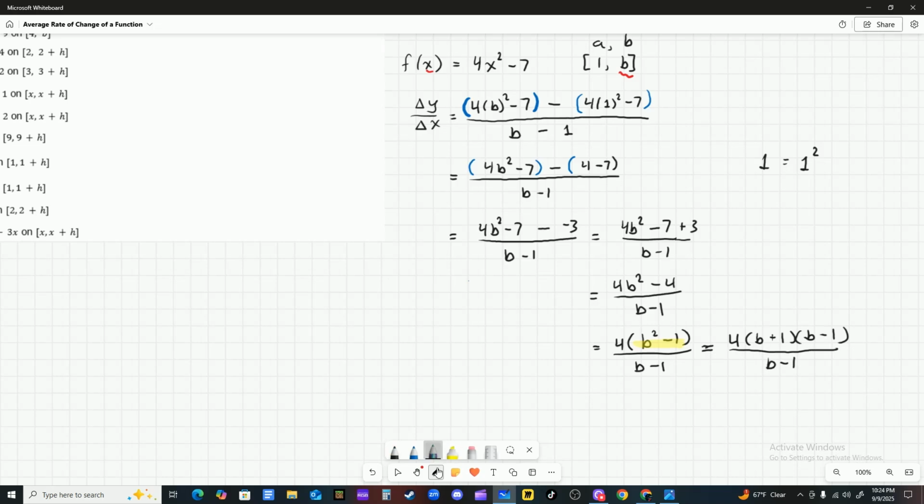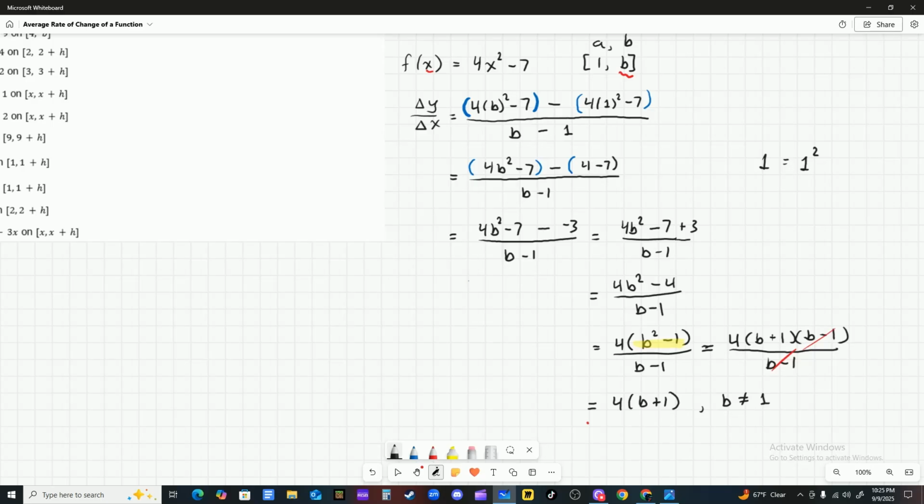Now we can see something actually pretty neat: the b minus 1's cancel. So we're left with 4 times b plus 1. This is our average rate of change. However, we must stipulate that b cannot equal 1.